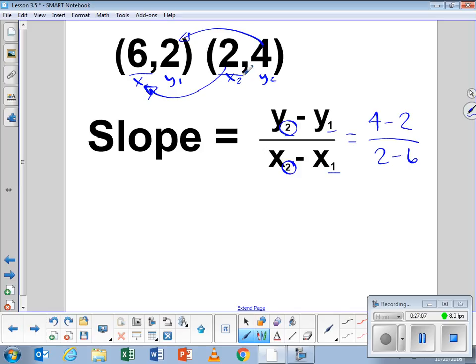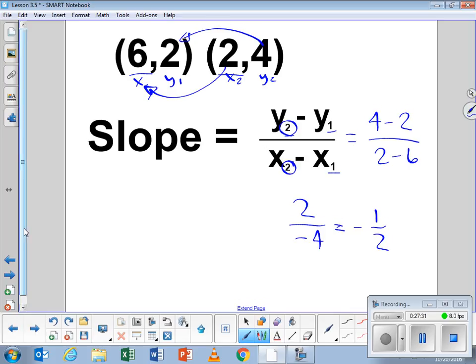All right? So if we finish this now, 4 minus 2 is 2, and 2 minus 6 is negative 4, and that reduces to what? Negative 1 over 2. Remember the bigger number on the bottom, it's going to be a fraction. Okay? So my slope is negative 1/2.